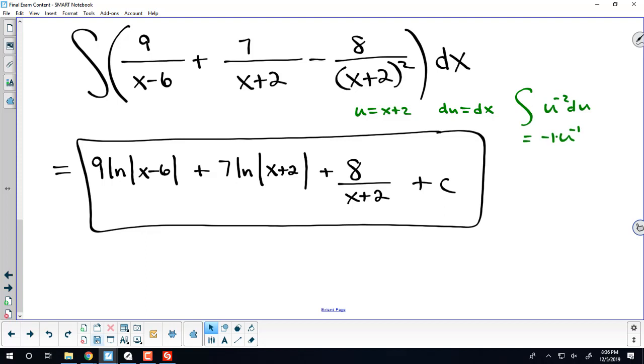How'd you get the u to the -1 again from that? Power rule: add 1, divide by the result. So when we add 1 to the power of -2, it would be u to the -1 divided by -1. Differentiate that to check. Yeah.